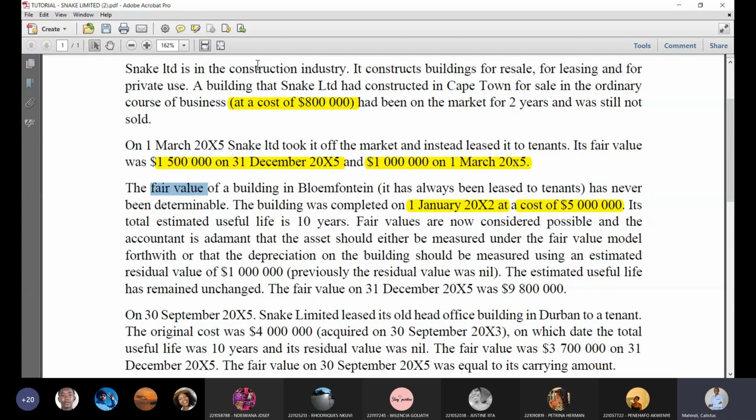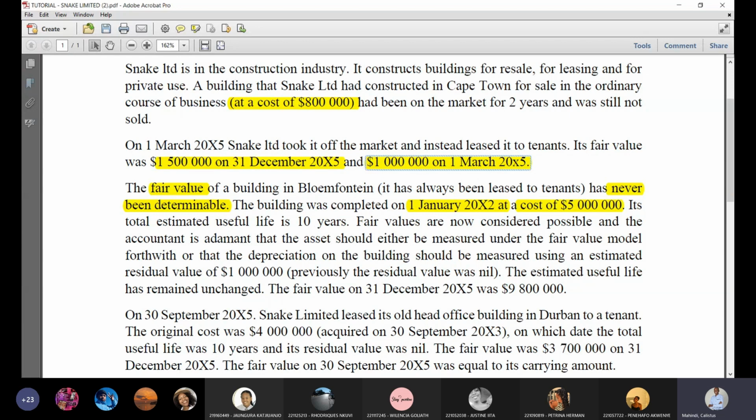We go back to the theory. Fair value was never determinable, so we use the cost. It doesn't matter if the fair value is determinable in the future. You would always have to carry this property at its cost price, and you're going to depreciate the property, but you're going to use a nil residual value.